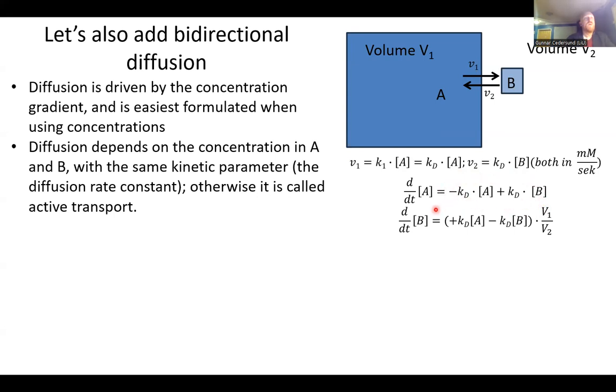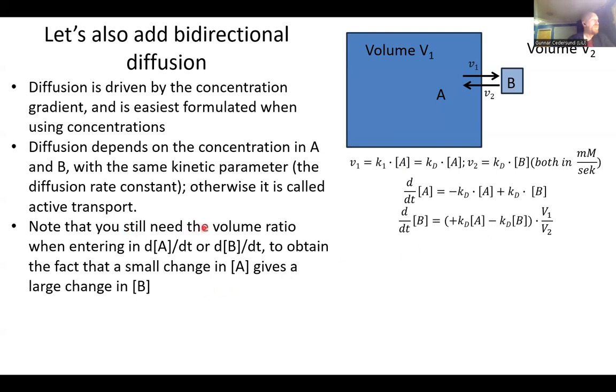And when we now come to the equation for B, we are in the concentration landscape. So here the same reaction will impact the concentrations very differently, just as we understood in the previous video. So we still need the volume ratio when entering in either the ADT or the BDT. Depending on the size of this, it will either appear here or here. And this simply reflects this basic problem that we understood on the previous slide, that a small change in A gives a large change in B.